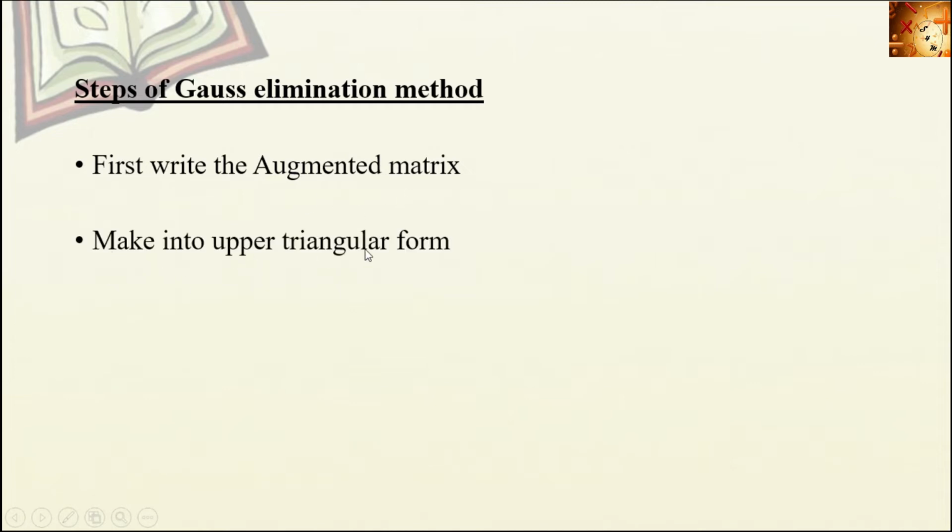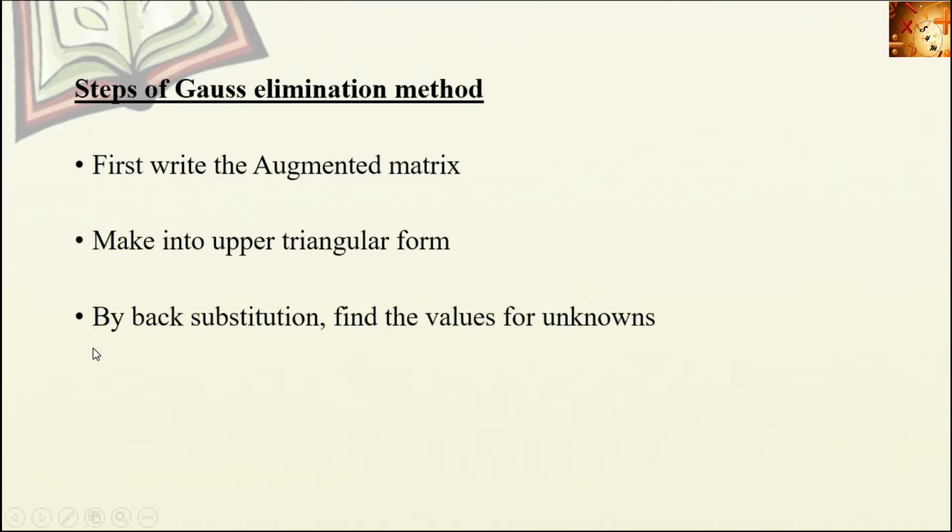Moving to the Gauss elimination method. These are the steps. First of all, write the augmented matrix, that is the coefficient matrix along with the elements of B. Then make it into upper triangular form by using these elementary transformations. Then the third step is, by back substitution, find the values of the unknowns. So these are the main steps of the Gauss elimination method.